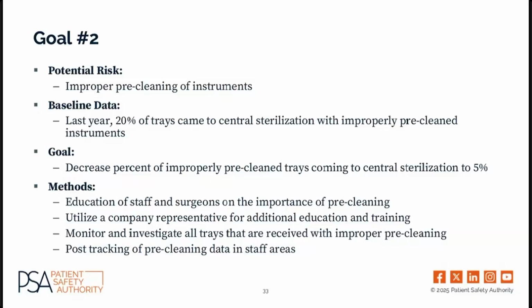And then we want to post the tracking of all of that pre-cleaning data in staff areas. If there's anything we know about healthcare workers, they can be competitive. And if you can find a way, obviously you don't want to post specifics about people, but maybe if you can post different subsets, maybe ortho or urology, and how they're doing, sometimes it helps to make it a little bit of a competition, and that can be motivating for people as well.